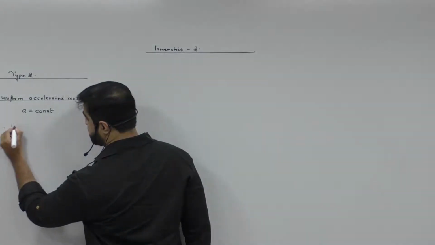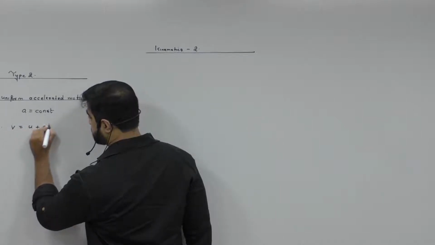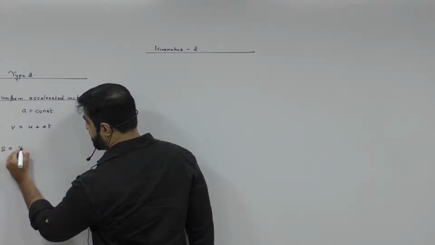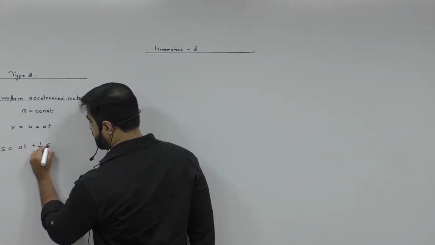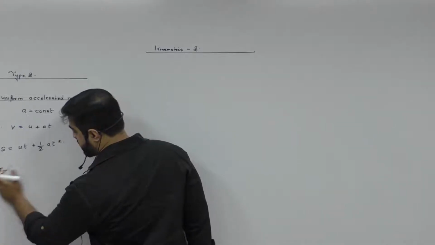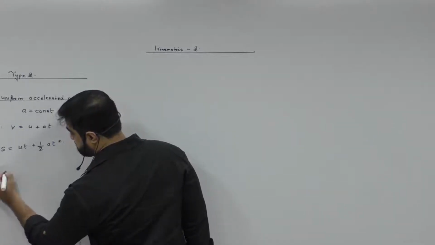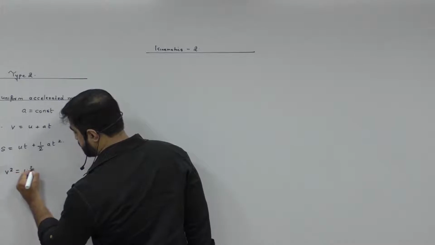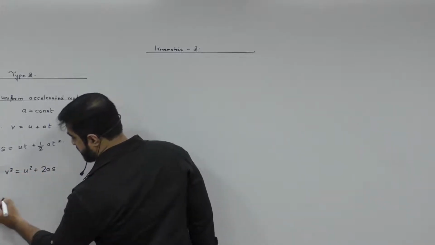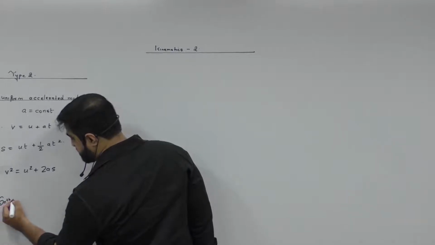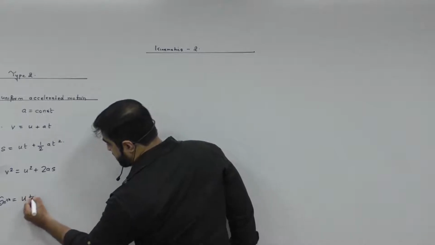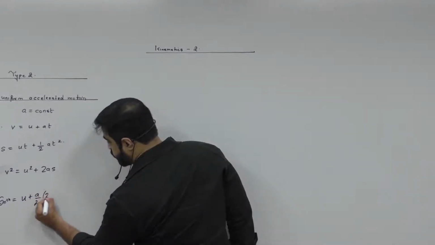V is u plus at. S is ut plus half at square. V square is equal to u square plus 2as, and distance covered in the nth second is u plus a by 2 (2n minus 1).